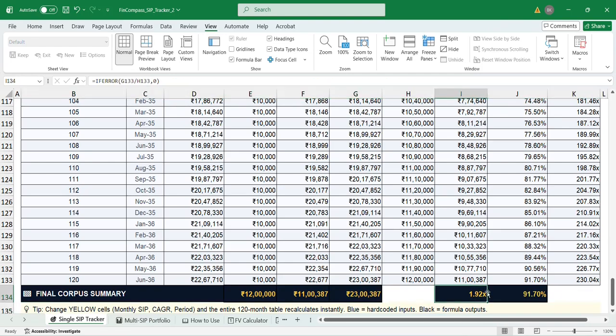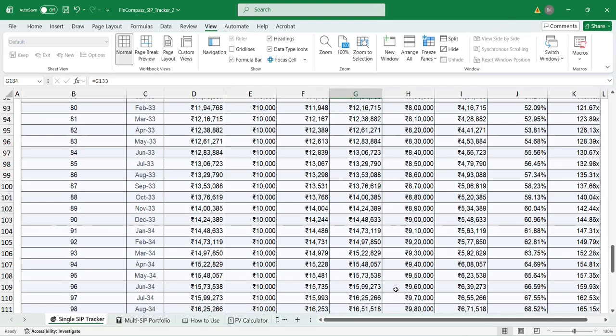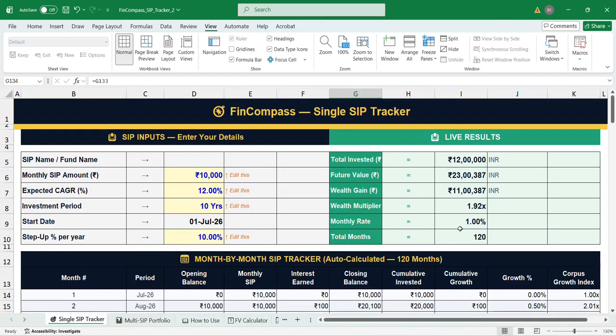This is 1.92x of your total investment amount, and the absolute return here is 91.70 percent, right? Let's see whether this value and our formula value are matching or not. This is a theoretical calculation: every month we calculate and then sum it up together. And this FV calculator is calculating with a formula. With this formula, we actually get, sorry, the same 23 lakh 387 rupees as with the manual calculation. We are achieving the same value, right?